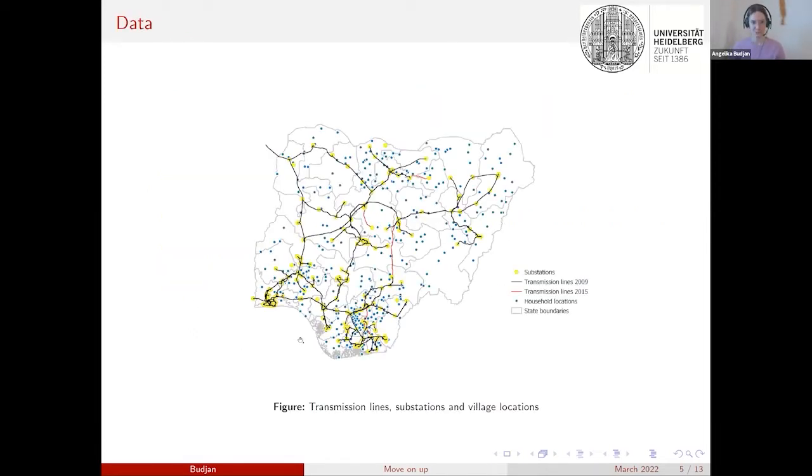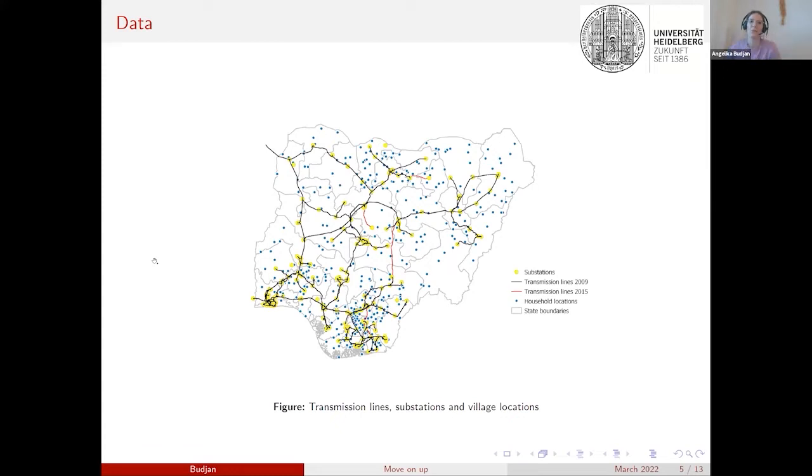And so here is a map of the main data sources that I'm using. So in black, you can see the transmission lines that already existed in the beginning of my observation period. And then in red, you can see the transmission lines that were newly constructed during the observation period.